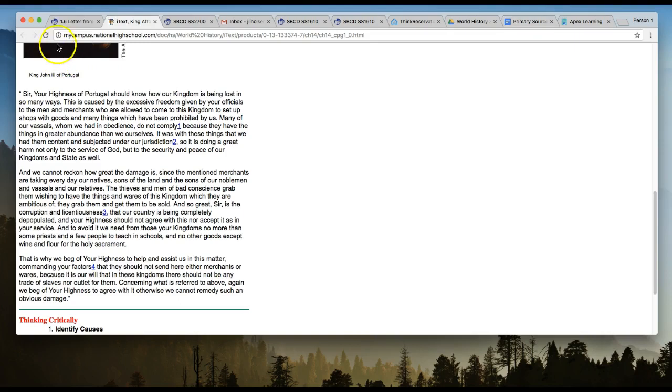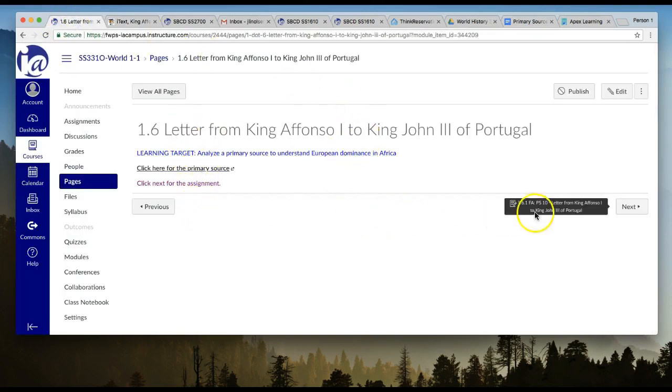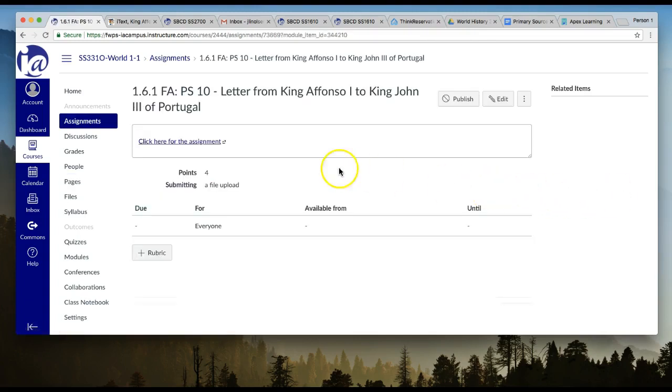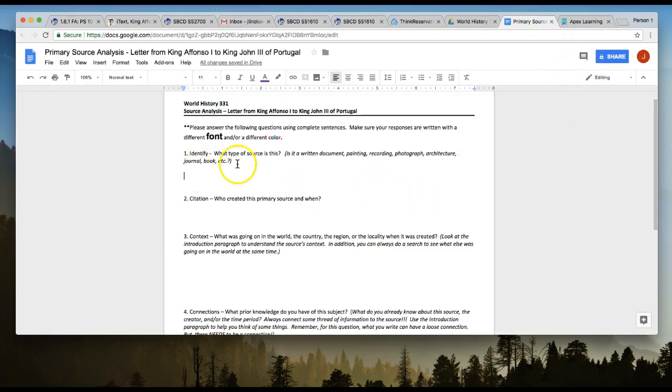Now, going back to the lesson page, if you click next, you'll be able to get a link to the assignment, which I already have pulled up, and you will answer 6 questions in this source analysis. So what type of source is this? You are going to write that it is a letter written. Actually, you can say, because that's the next answer, it is a primary source, which is a letter.